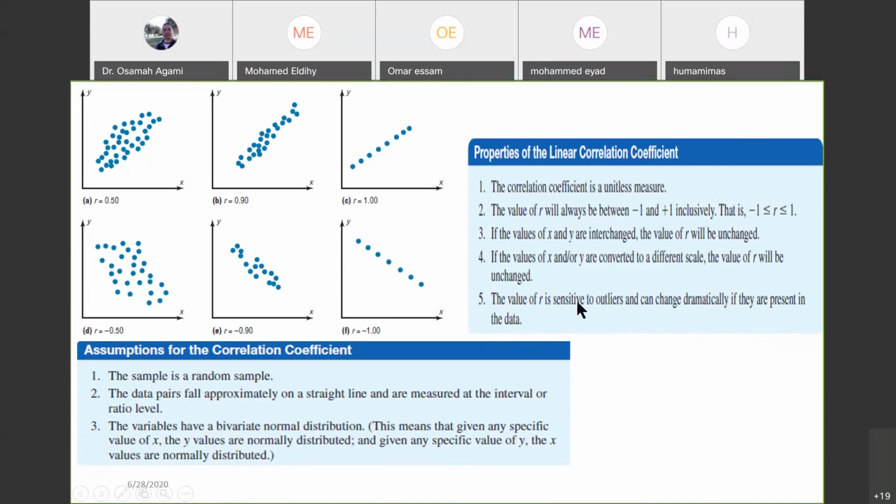Now, the value of r is sensitive to outliers. Do you remember the outliers? Yes. We know how to find the outliers. The lower bound will be the minimum minus 1.5 times the interquartile range, and the upper bound of the outliers will be the maximum plus 1.5 times the interquartile range. So we know these outliers affect the correlation coefficient.